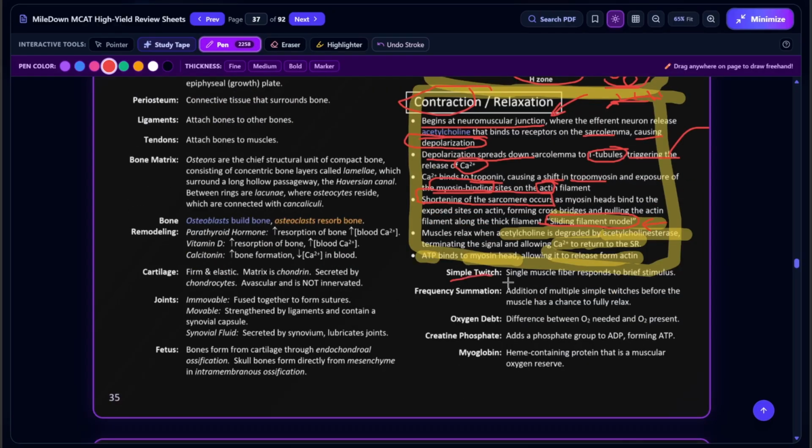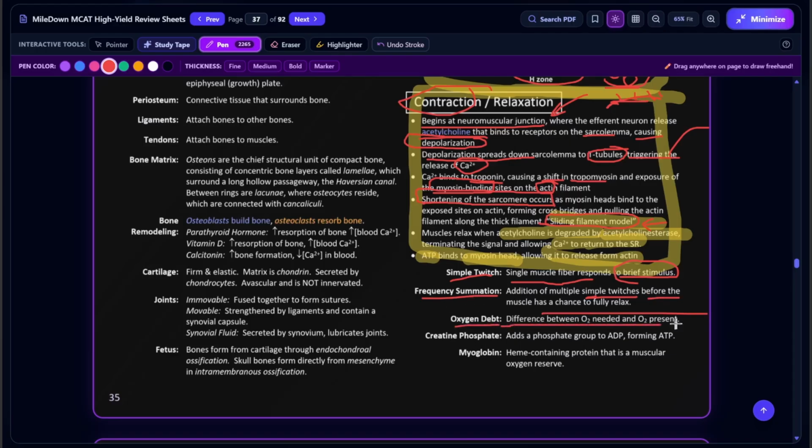A simple twitch is a single muscle fiber that responds to a brief stimulus. So that's only one twitch. But when you have a summation of a lot of action potentials at once, so much electrical signal happening, right? Multiple simple twitches before the muscle has a chance to fully relax, you get a frequency summation. So basically a sum of a lot of twitches.